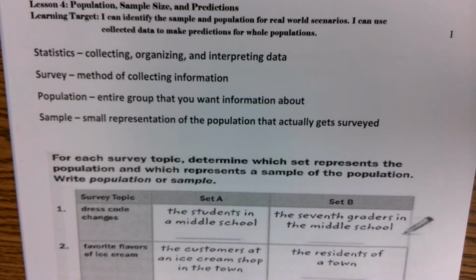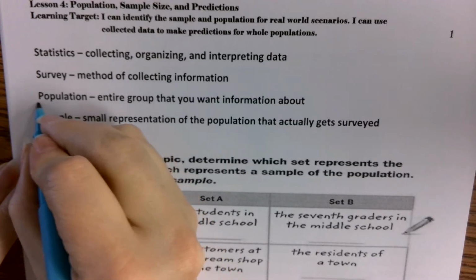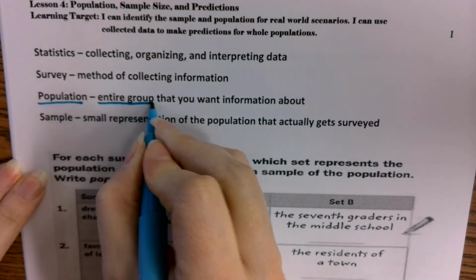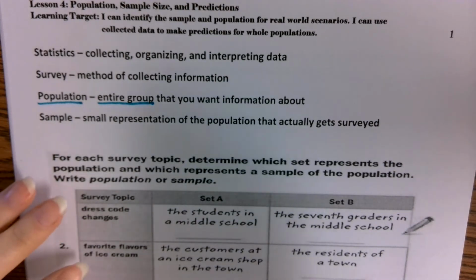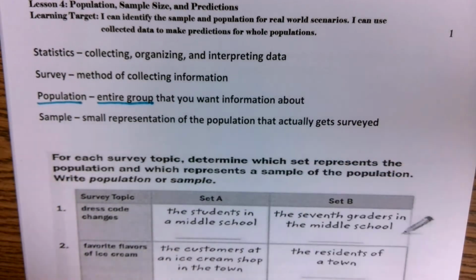So a population is a representation of the entire group that you're focusing on, what you're wanting information about. So for example, if I want information about after-school clubs that my students would like, students at the school, what after-school clubs do they want to see at school or after school? Am I going to ask their parents?